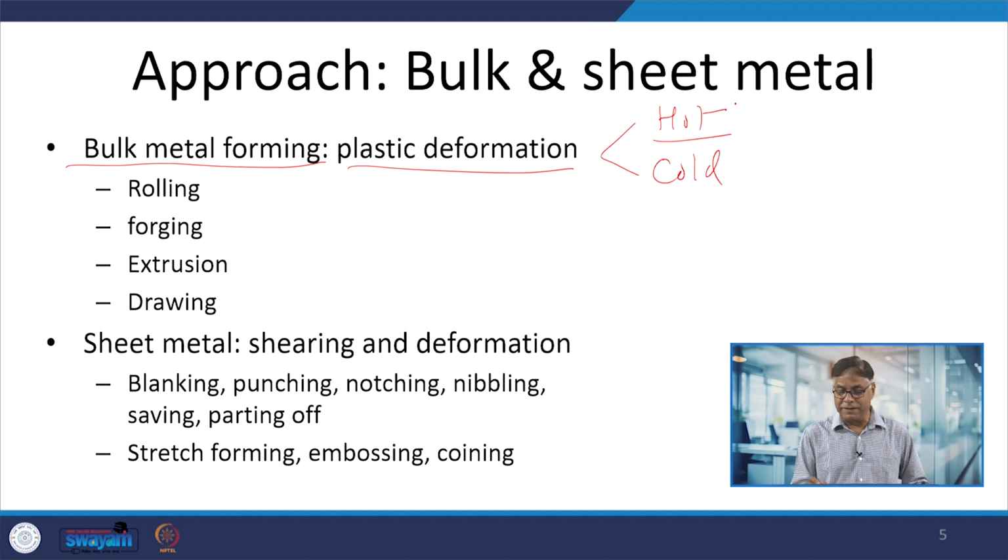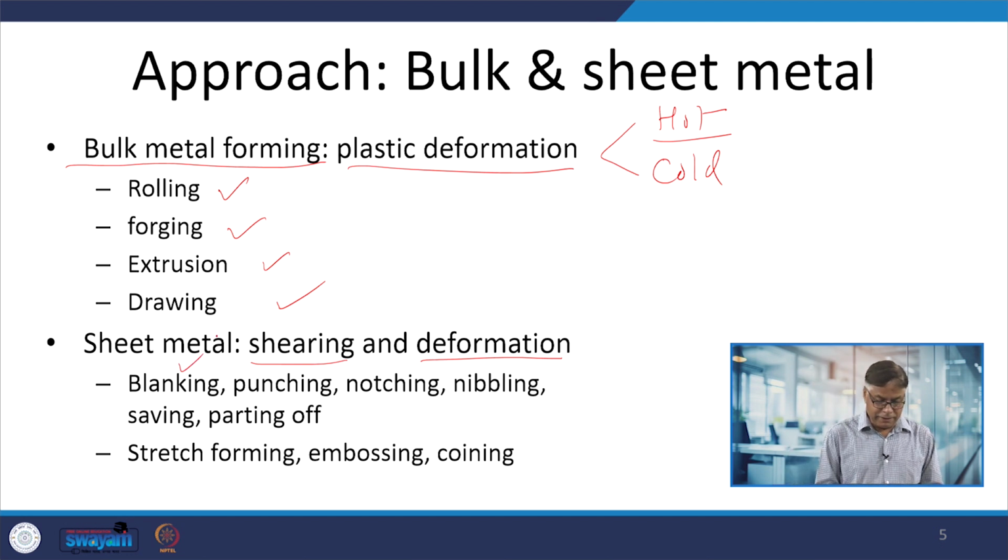So, accordingly we define it as hot forming or cold forming. The common processes in the bulk metal forming category are rolling, forging, extrusion and drawing. In sheet metal forming, it can involve shearing, which is basically cutting, and deformation also. Sheet metal forming processes involving shearing include blanking, punching, notching, nibbling, shaving, parting off. In all these cases, the metal is sheared off to achieve the desired size and shape of the component, or to get the desired geometrical feature in the product.